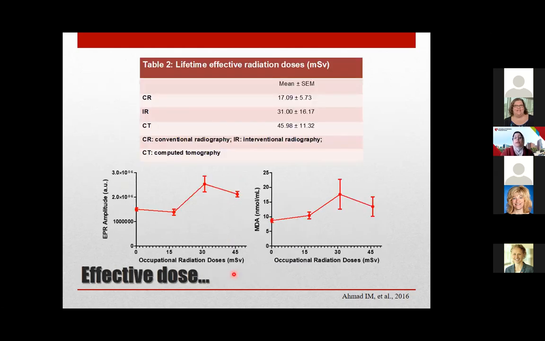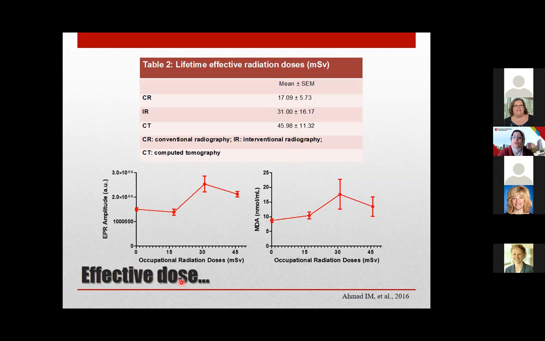And then we looked at the lifetime effective radiation doses that these workers have in different occupational settings. Although we did not see a significant difference between the dose levels that these workers are receiving, you can see a trend of increase from conventional radiography to interventional radiography to computed tomography.